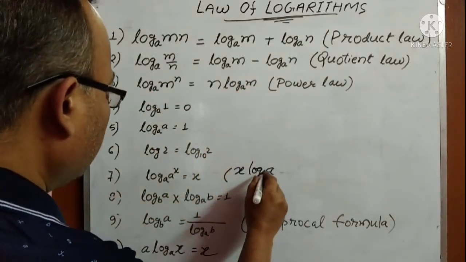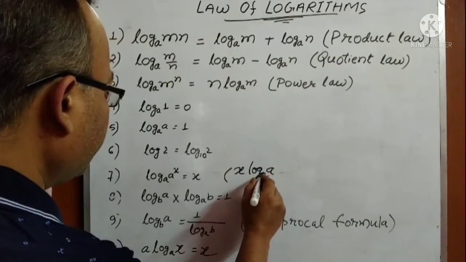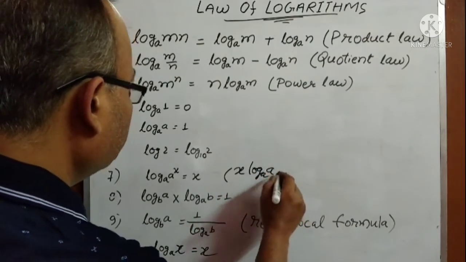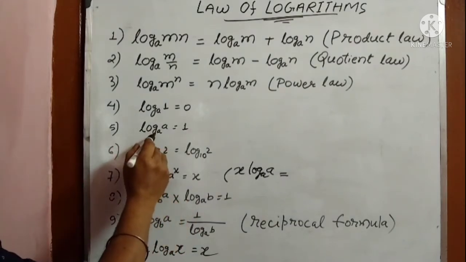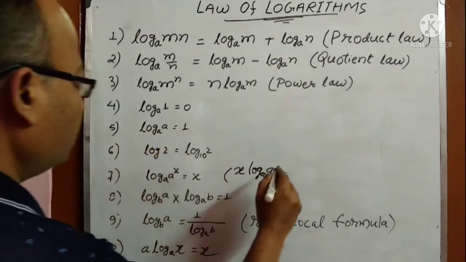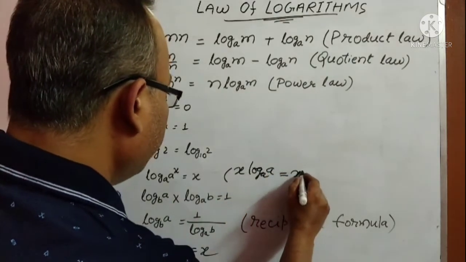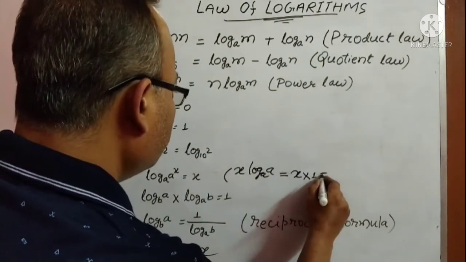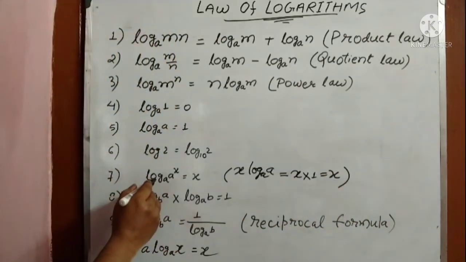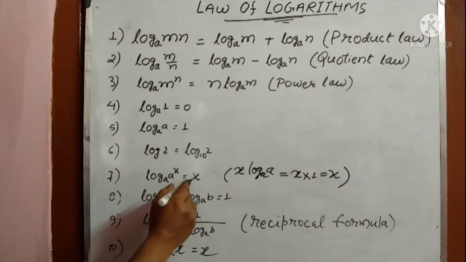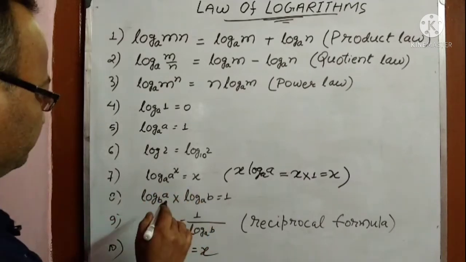So log a to the base a is how much? It is 1. See, this fifth one: log a to the base a is 1. So I can write this as x into 1, which is equal to x. So I can write log a to the base a to the power x is equal to x.